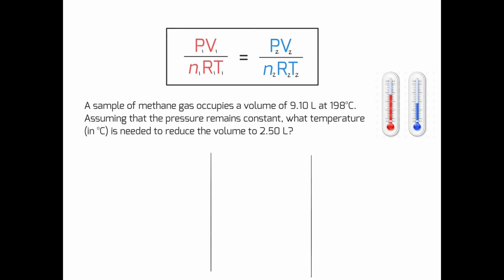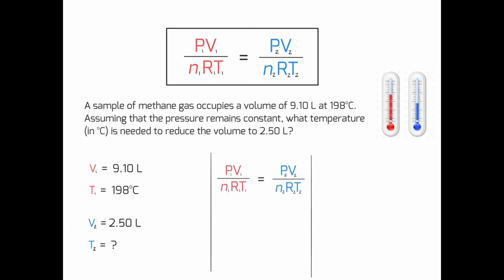So they've given us an initial volume of gas, 9.10 liters, and they've given us an initial temperature of 198 Celsius. Then they've told us that the volume is going to be reduced to 2.50 liters. And they're asking us what the new temperature is going to be. Now you might be looking at our equation here and thinking that we weren't given enough information. But since we're setting these two things equal to each other, anything that stays the same from one side to the next can be canceled. In other words, anything that remains constant from one side to the next can be canceled.